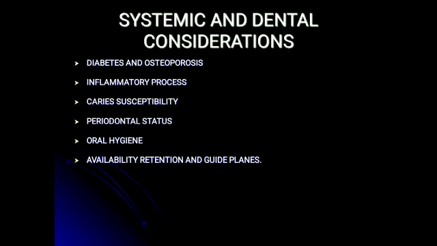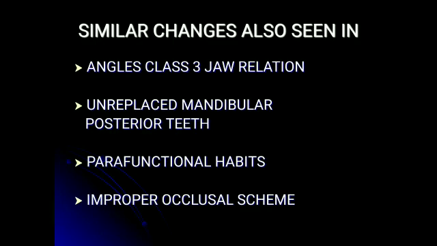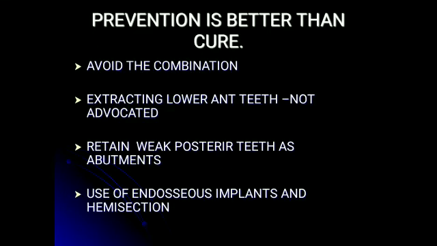Systemic and dental considerations: diabetes and osteoporosis, inflammatory process, caries susceptibility, periodontal status, oral hygiene, ability for retention and guide planes. Similar changes are also seen in Angle's class, unreplaced mandibular posterior teeth, parafunctional habits, and improper occlusal scheme.